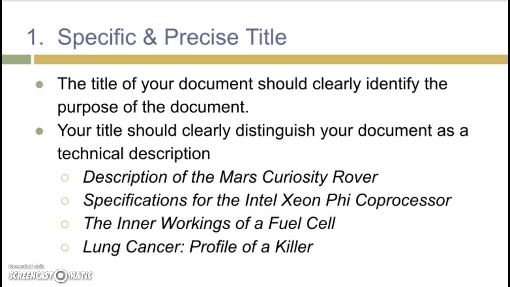Okay, let's start with the specific and precise title. The title of your document should clearly identify the purpose of the document, and your title should clearly distinguish your document as a technical description. So you can see four precise titles that I've given you here, depending upon whether you're describing a process or a mechanism. So, description of the Mars Curiosity rover, specifications for the Intel Xeon 5 coprocessor, the inner workings of a fuel cell, lung cancer, profile of a killer.